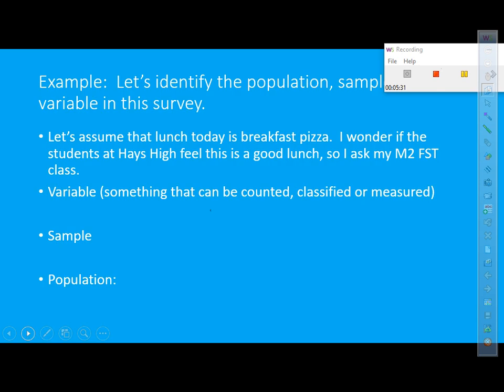Now, this you do not have a sheet to or anything, but here goes my easy example. Let's identify the population, sample, and variable in this simple survey. Let's assume that lunch today is breakfast pizza. It was always my daughter's favorite, so I figured I'd pick breakfast pizza. I wonder if the students at Hays High School feel that this is a good lunch. So I asked my M2 FST class if they like breakfast pizza.